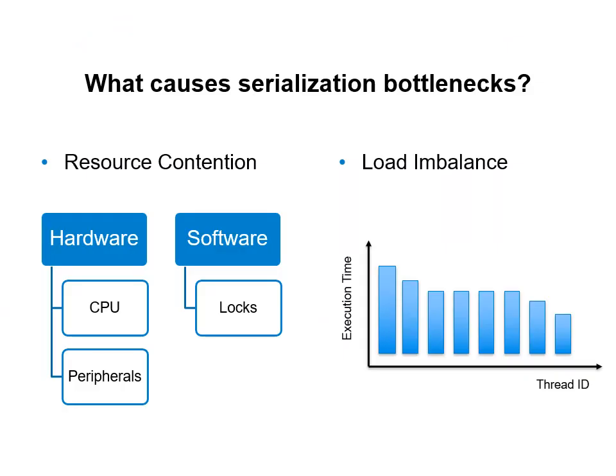Serialization bottlenecks cause parallel tasks in an application to execute serially, thereby limiting their performance. These bottlenecks are caused either due to contention for resources, where it can be hardware resources such as CPU, peripherals, etc., or software resources such as locks. Load imbalance among threads can also serialize the execution, as in the case where threads wait on barriers or where threads execute different tasks in a pipelined fashion.